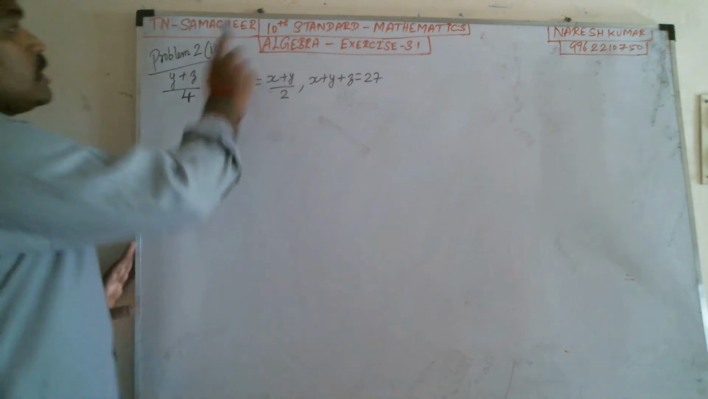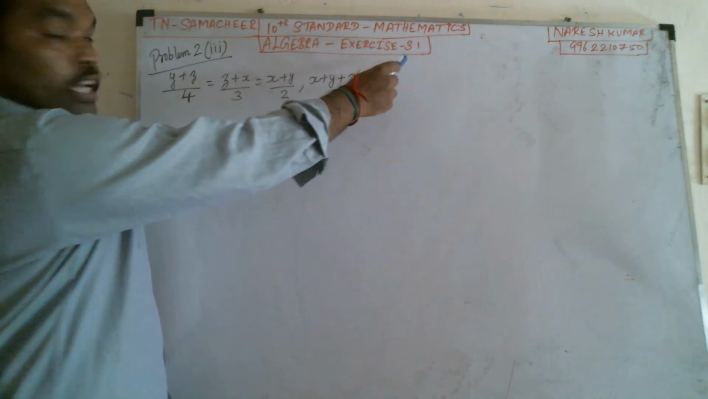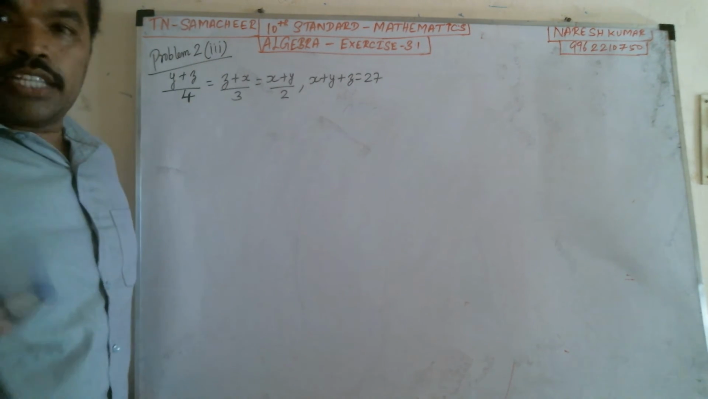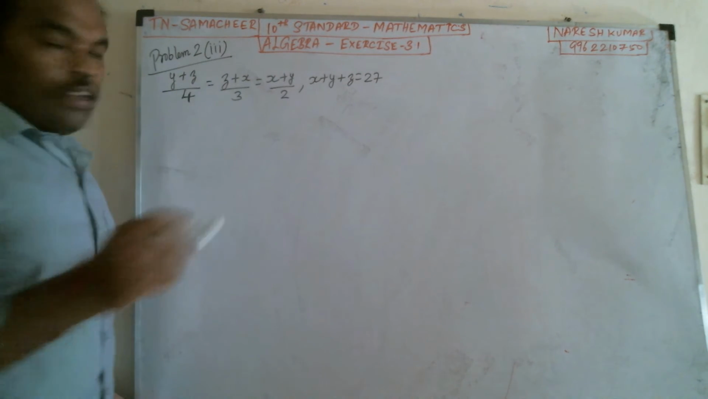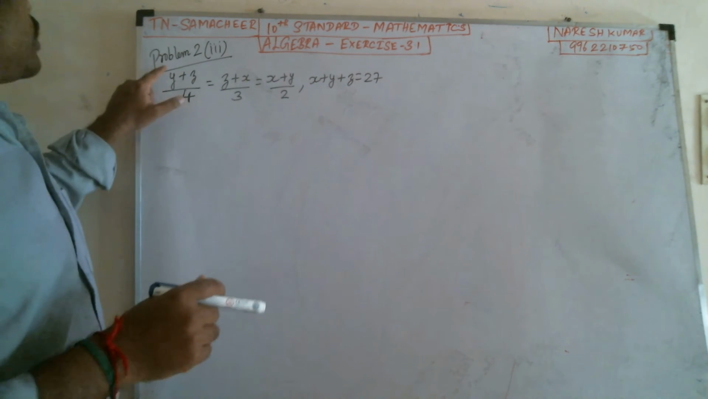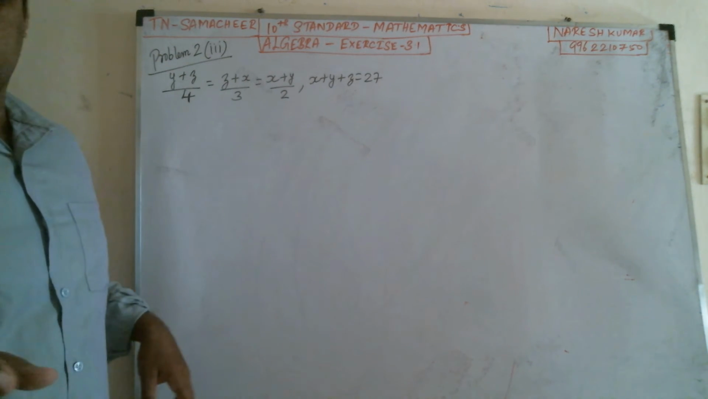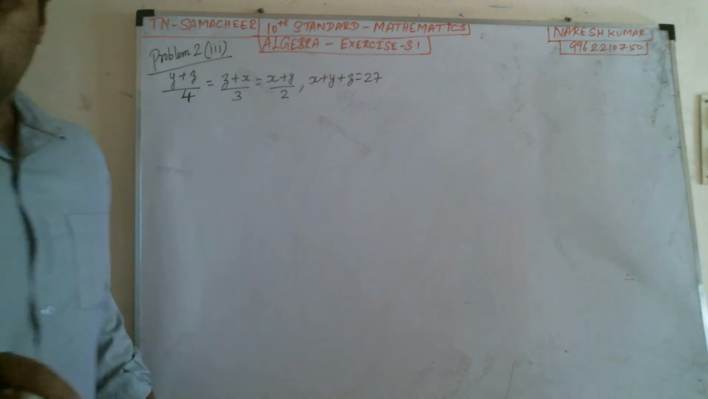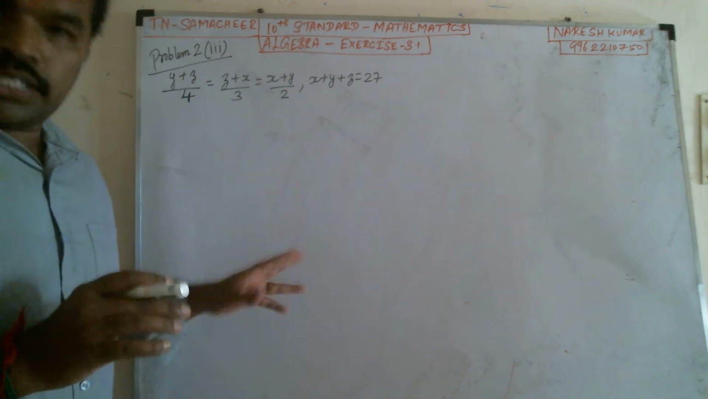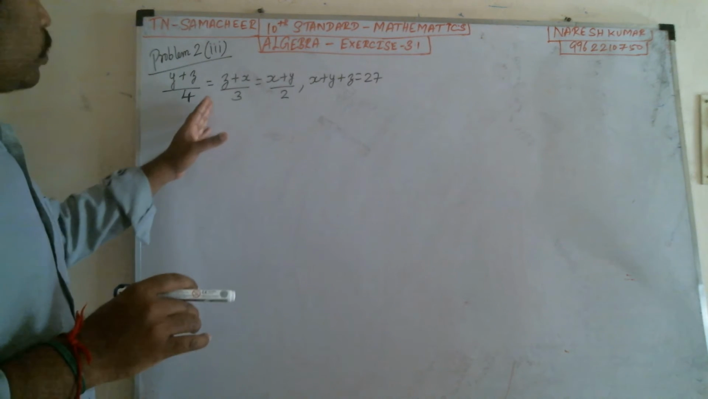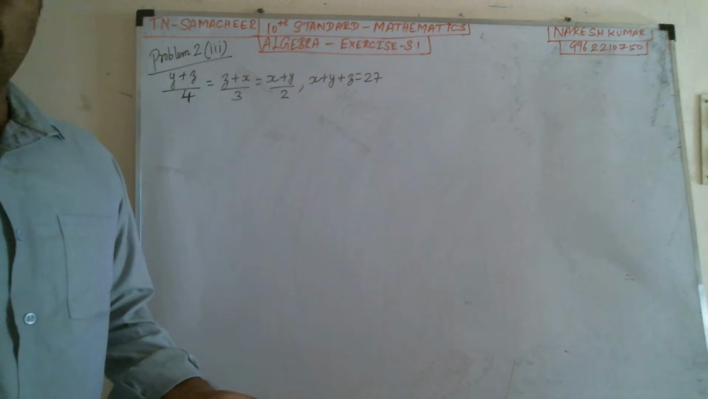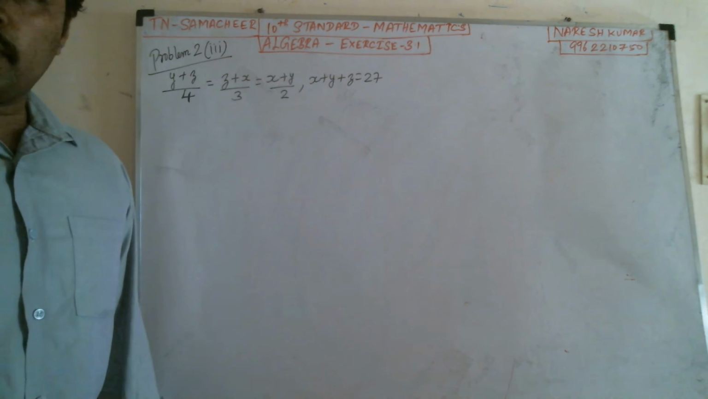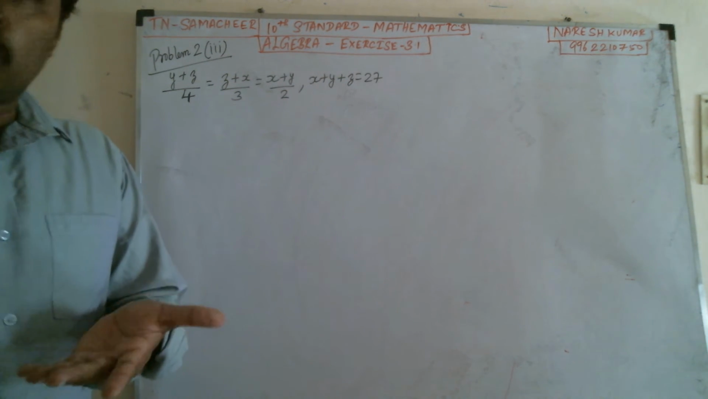10th standard students, this is algebra exercise 3.1. We are going to see problem number 2, third subdivision. In the previous classes we discussed problem 2, second subdivision. Now in problem 2, third sum we are going to do. The necessity of this question is mainly that we need to find out the x, y and z values. In the previous problems we were unable to find the solutions.